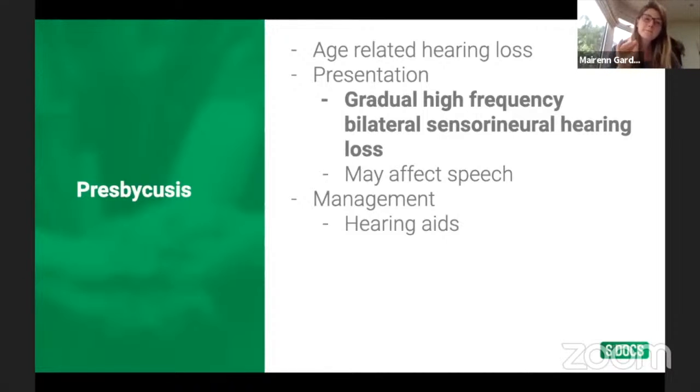So presbycusis affects high frequency hearing loss, which we'll come on to explain slightly further in the audiogram section. But the problem with losing high frequency sounds is that this is where most of the consonants are heard, and therefore it can affect their speech. It also is really difficult for these patients to hear in quite loud, noisy environments, which often means that they're quite withdrawn. You can't really manage these patients apart from with hearing aids, but hearing aids are really important to allow them to hear better.